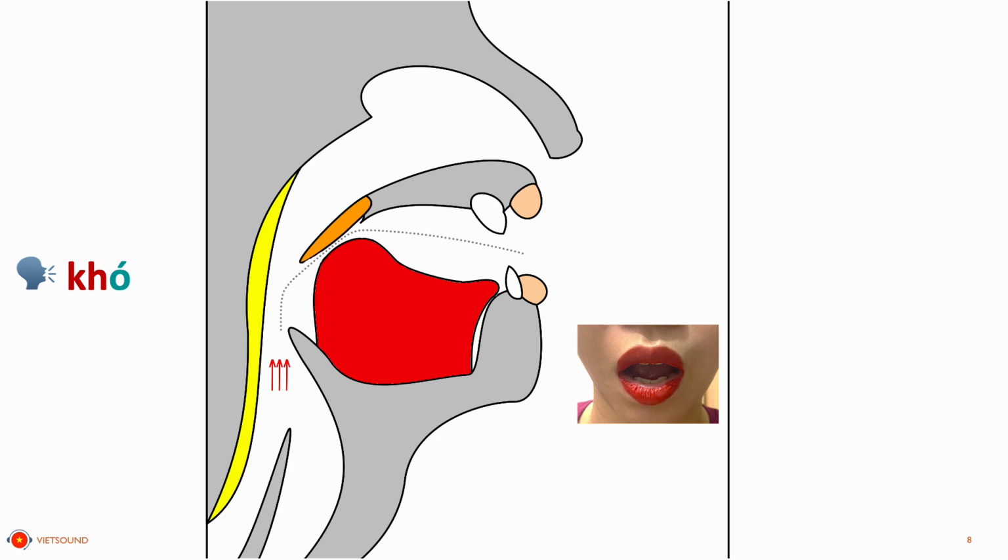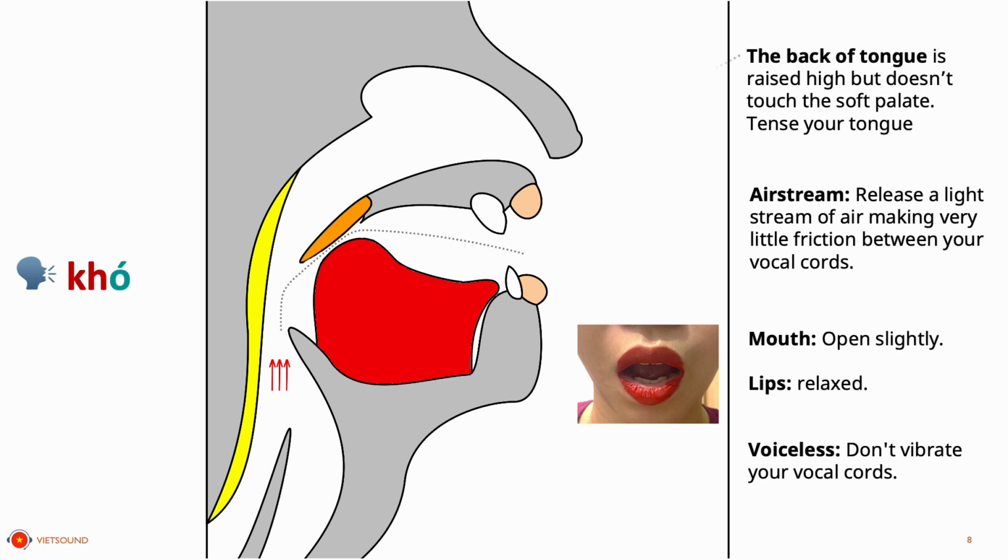Now let's see how to pronounce the kh sound. The back of the tongue is raised high, but doesn't touch the soft palate. Tense your tongue. The kh sound is an aspirated sound, so you have to release a light stream of air, making very little friction between the vocal cords. Open your mouth slightly. Keep the lips relaxed. The last thing you have to remember about the kh sound is that it is a voiceless sound, so you don't have to vibrate your vocal cords. Now let's try to say the sound.